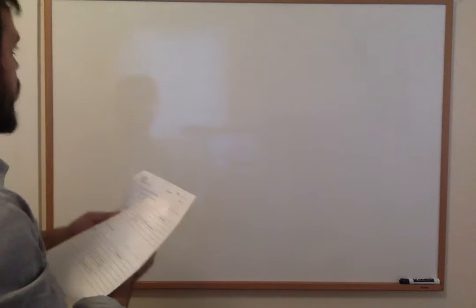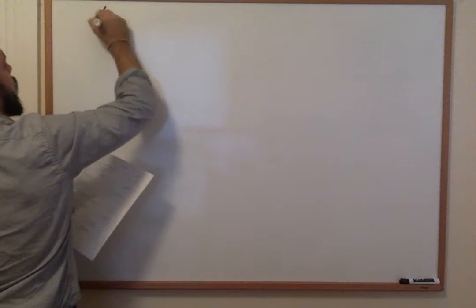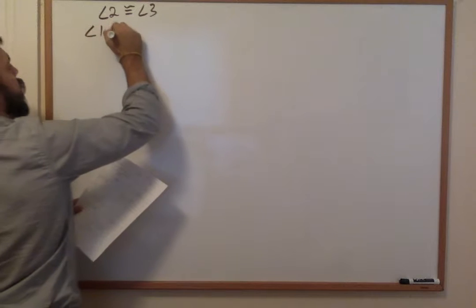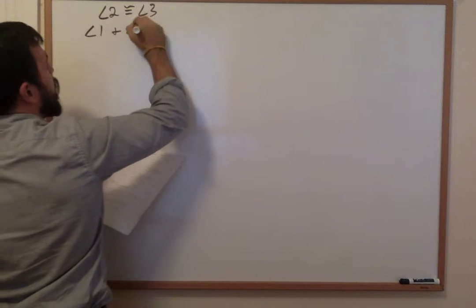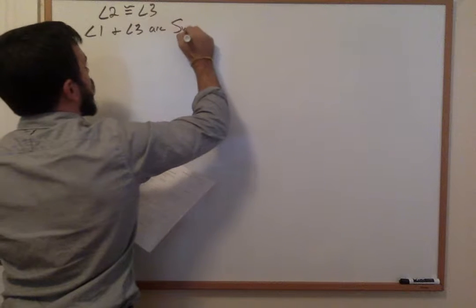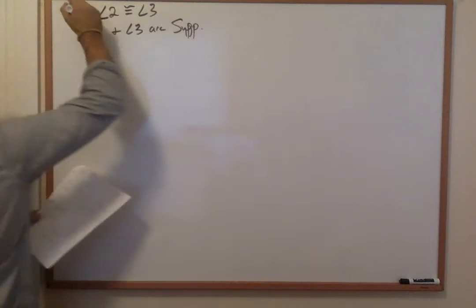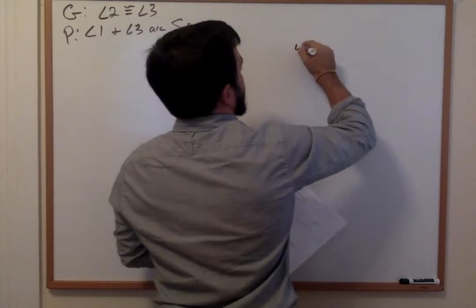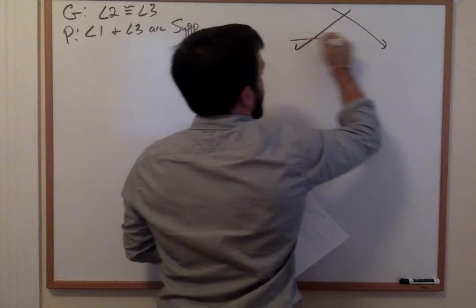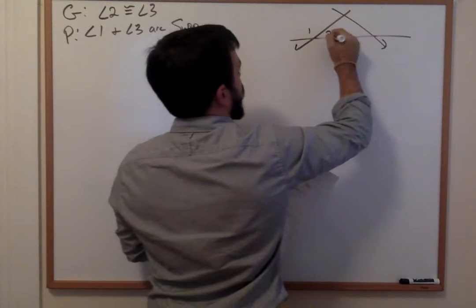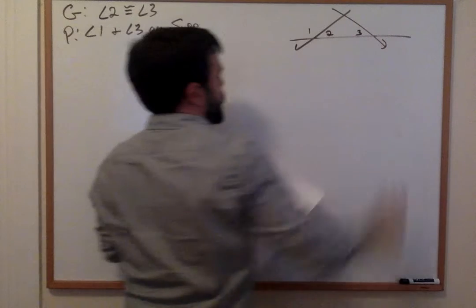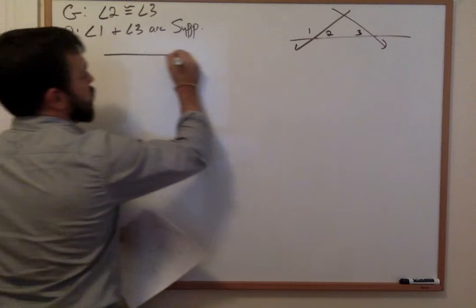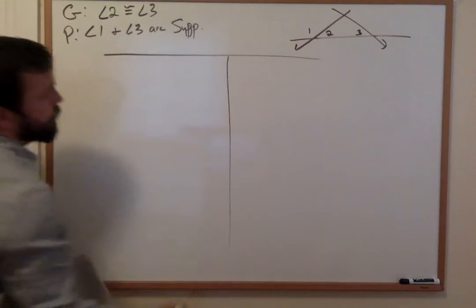Next one, okay. We are given that angle 2 is congruent to angle 3, and we want to show that angle 1 and angle 3 are supplementary. We're given what we need to prove. And our diagram is this little triangle thing. All right? We have 1, we have 2, and we have 3. All right. So we have our statements, and we have our justifications.